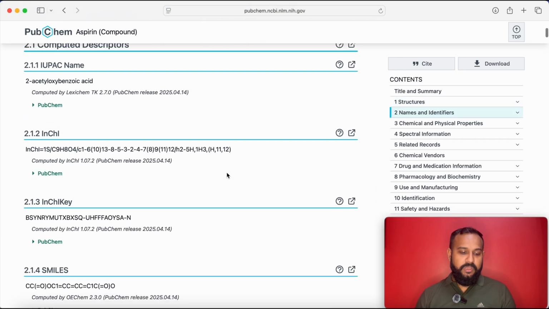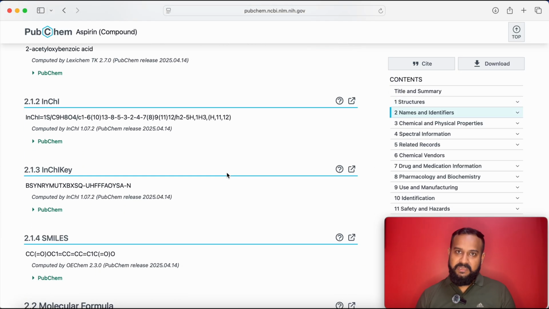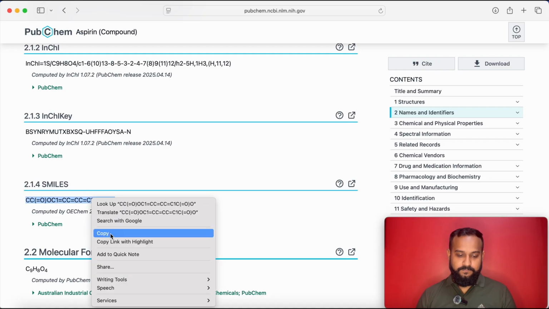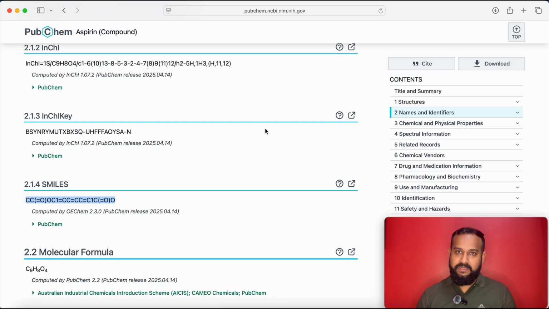Okay, so we only require the formula, and the simplest formula that is worldwide recognized is the SMILES, also called the canonical SMILES. This is the simplest formula that you just copy. Ctrl+C or Command+C, whatever system you are using, works the same.